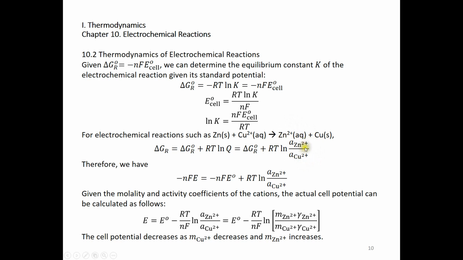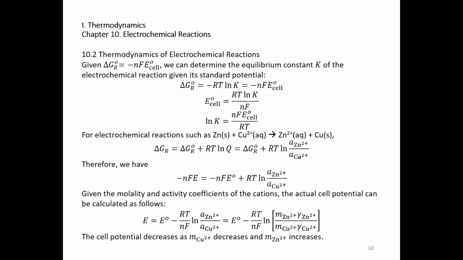Of course, you can just replace this with the concentration of zinc 2 plus and the concentration of copper 2 plus. But remember, activity is the concentration multiplied by the activity coefficient. So if they have the same activity coefficient, you can simply replace A with the concentration. Otherwise, well, we need to take the activity coefficient into account.